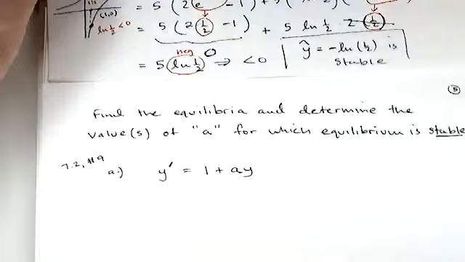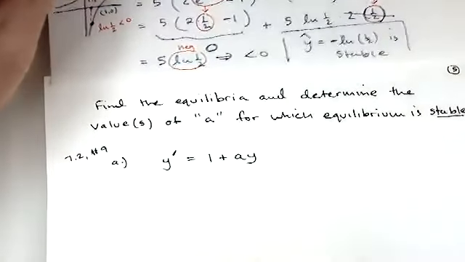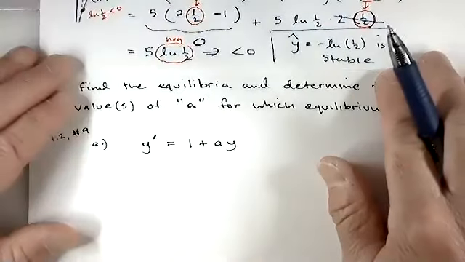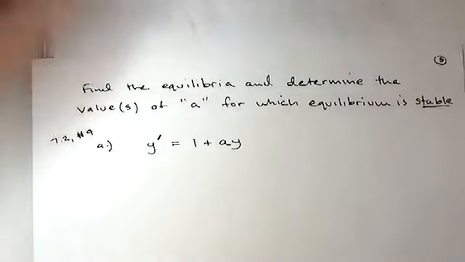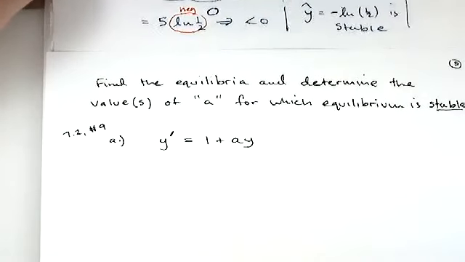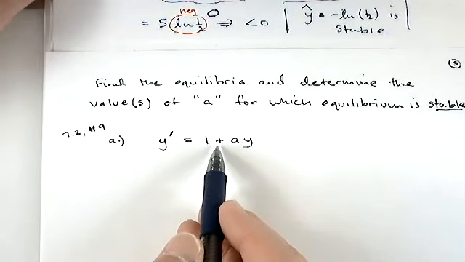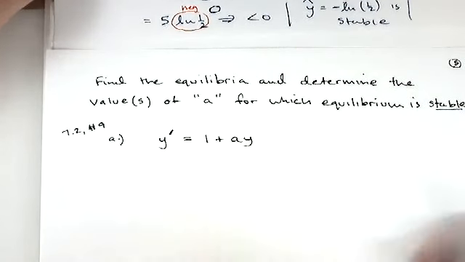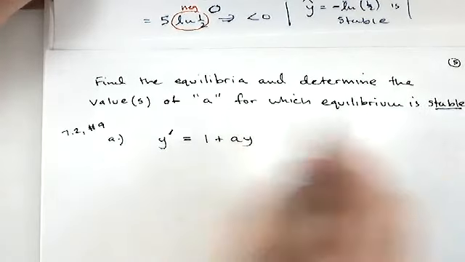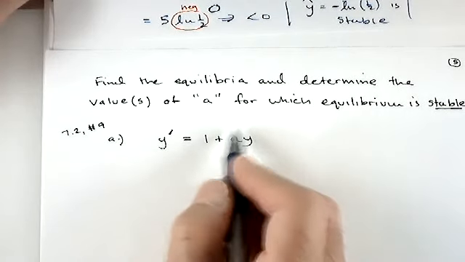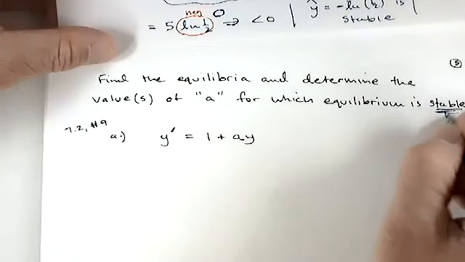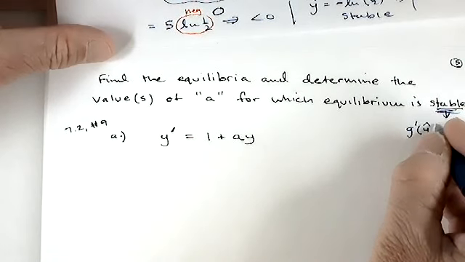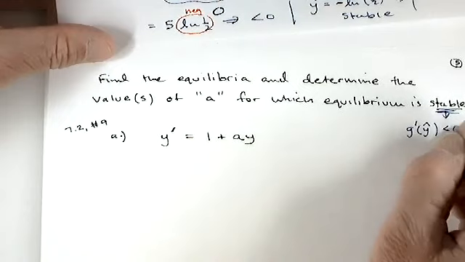Okay. That was number 8 from 7.2. Let's try number 9. Slightly different question. They still want us to find the equilibria of these equations, but they've left something unknown. They've left a constant a there. So our equilibrium is going to be in terms of a. And then they want us to figure out what value of a we have to have so that our equilibrium is stable. So what we want is g prime of y hat, whatever our equilibrium is, we want this to be less than 0. We want it to be negative.